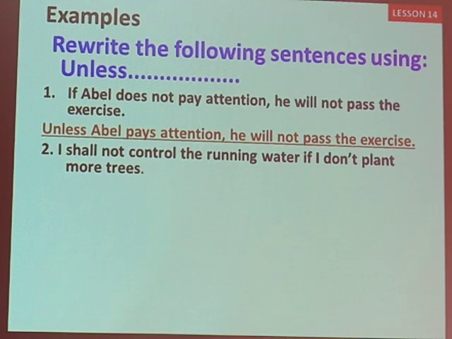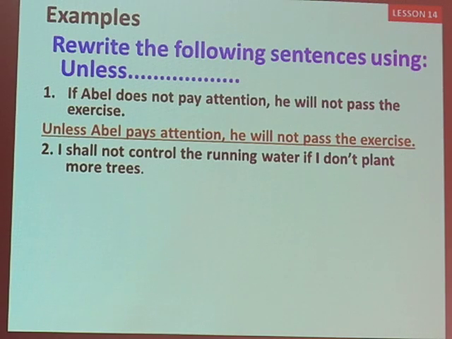And our second example reads, I shall not control the running water if I don't plant more trees. There you are required to begin with unless. Remember, unless should be followed by a condition. What is a condition there? Dear candidates, boys and girls, what is the condition there? I shall not control the running water if I don't plant more trees. So you will discover that a condition is planting more trees.